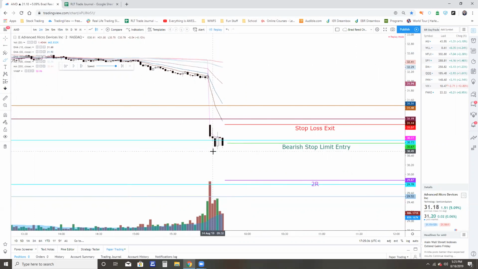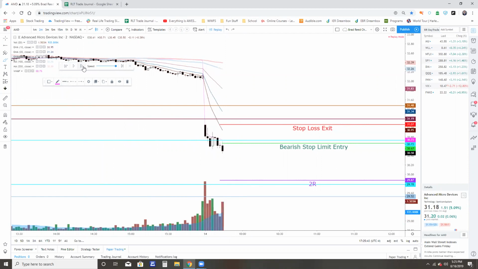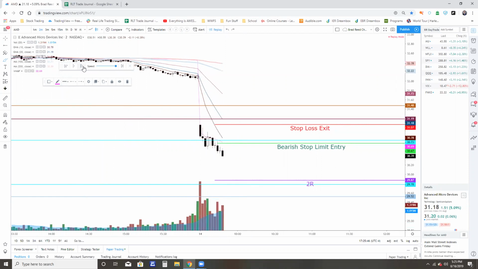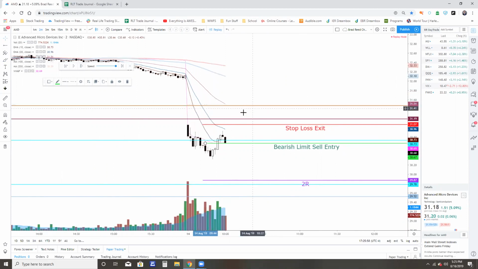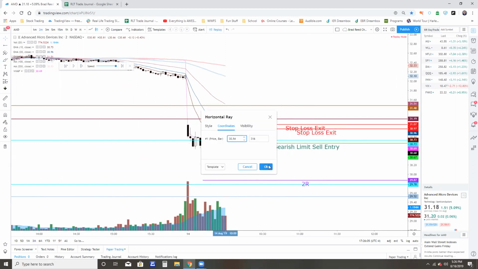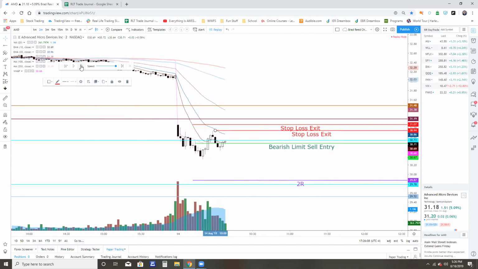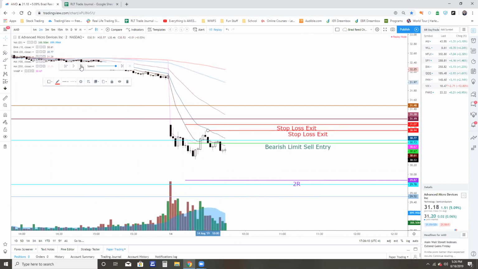Again, I'm liking a breakdown here, but I've already done the math. That reward risk is not good. So I'm waiting. There's the breakdown. Yep, now I'm doing a sell limit entry right here. Come up, I get filled. There is a rollover. So this comes down to 30.94. And clicky, clicky, clicky. It rolls.